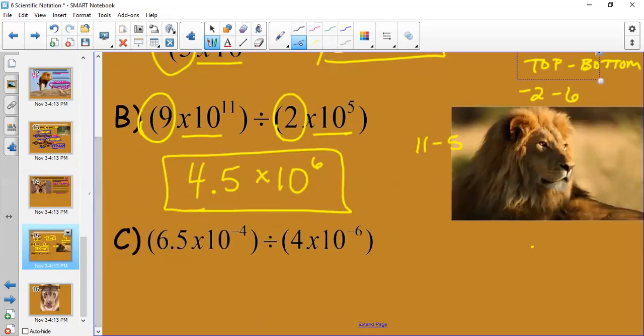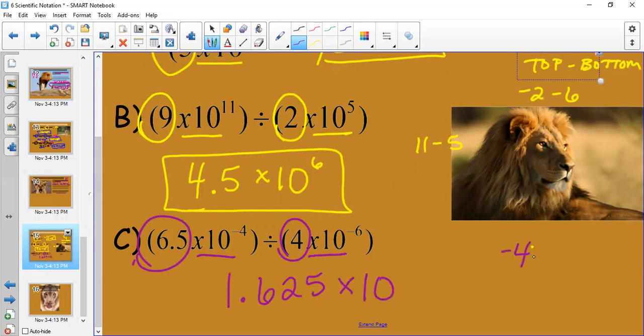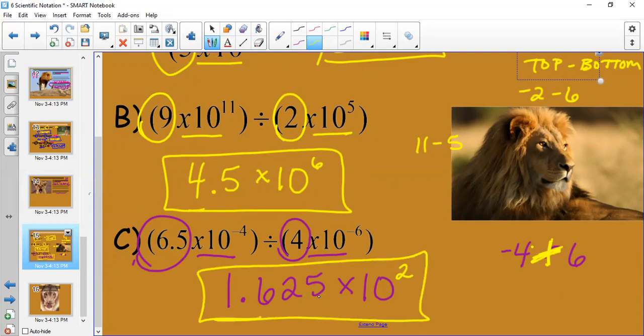All right, last one for the day here. We're going to divide our coefficients. Again, please use a calculator to help you with this. So I have 6.5 divided by 4. That gives us 1.625. We keep our times 10. Be careful on the subtracting. We have -4 minus -6. And if I do same add opposite there, turn that into a giant plus. -4 plus 6 would be 2. That's the final answer there, because 1.625 is between 1 and 10.